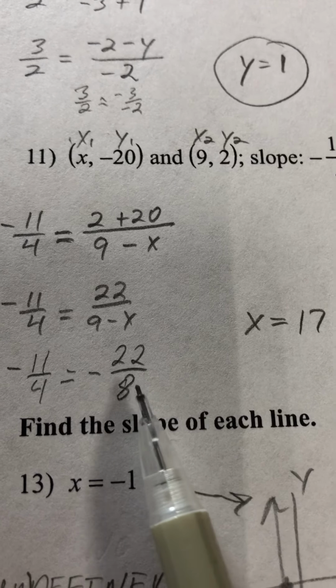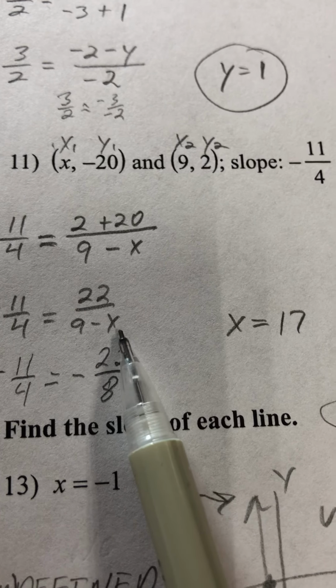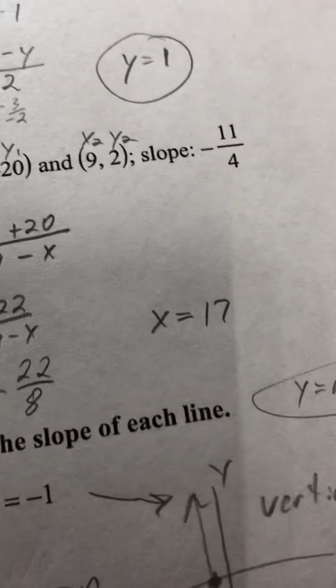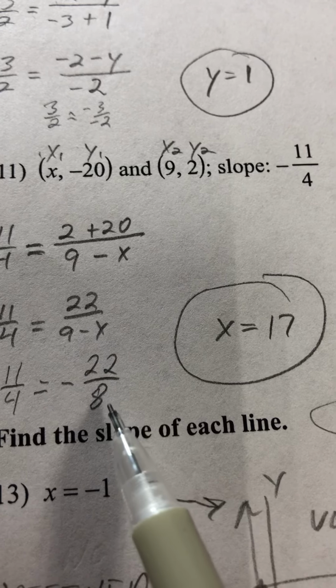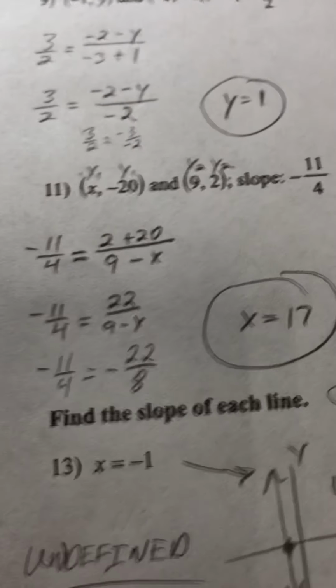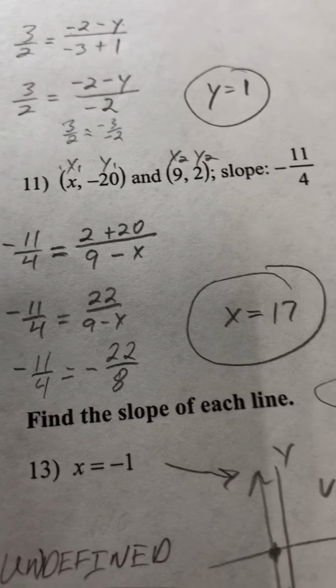But I have to make this -8. So what would I put in here to make this a -8? Well, I would put in a 17. 17 is what I need there. So 9 minus 17 gives me a -8. That satisfies my equation here, and that's going to be my x value.